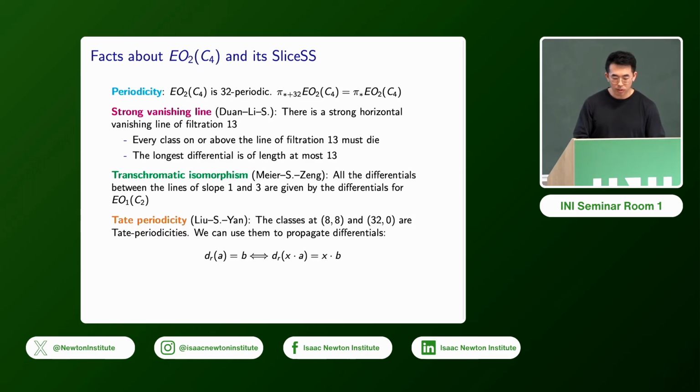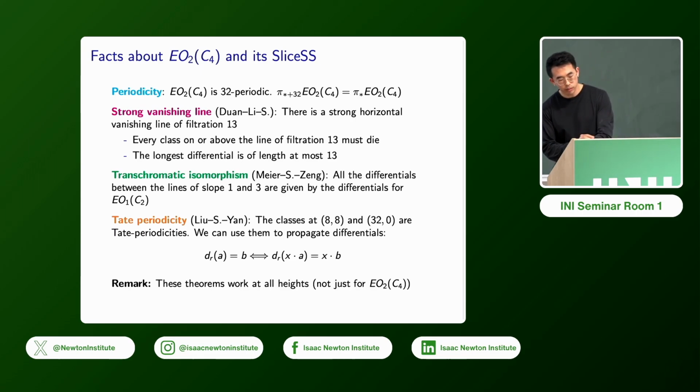And the last fact I'm going to use is the existence of Tate periodicity classes. There are certain classes that are going to be Tate periodicities. I won't have time to define exactly what they are, so I'll just say what they do. They help you to propagate differentials. If I have a differential that I've proven, I can use these classes to propagate it over the spectral sequence and get more differentials. So they're used for propagation. These are the 4 facts I'm going to use.